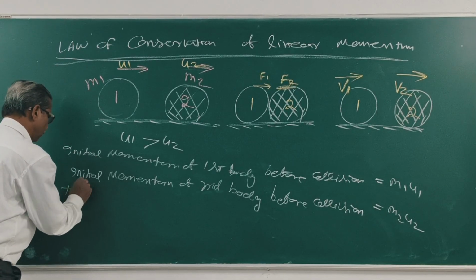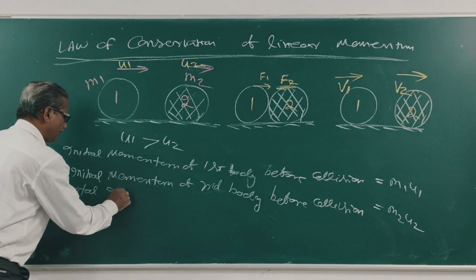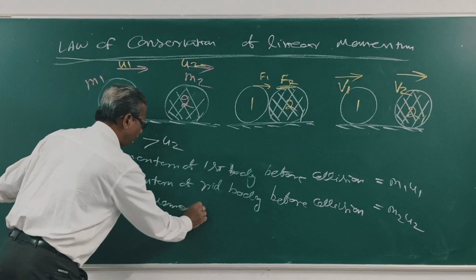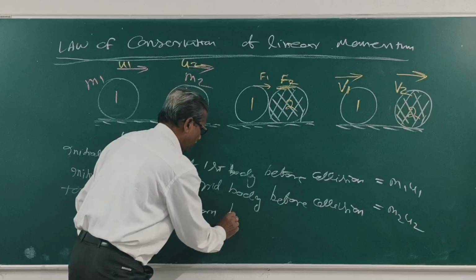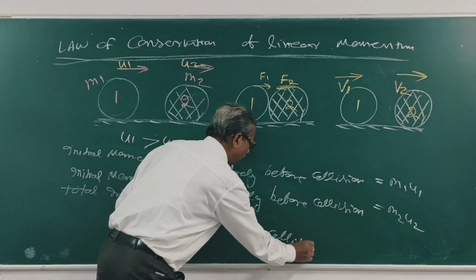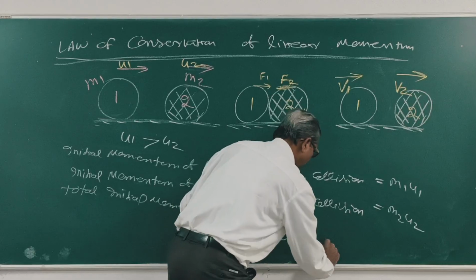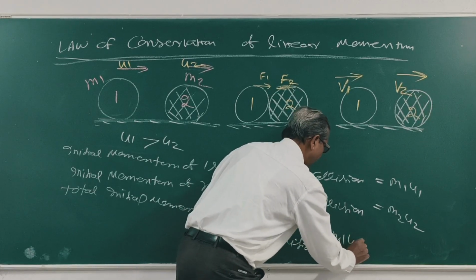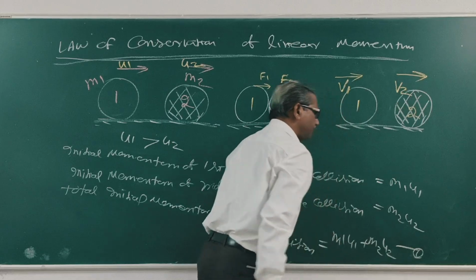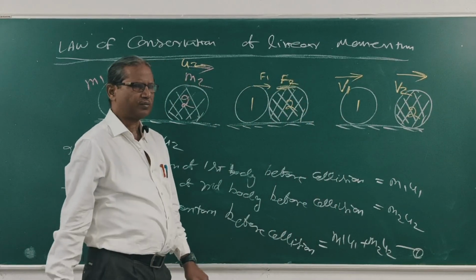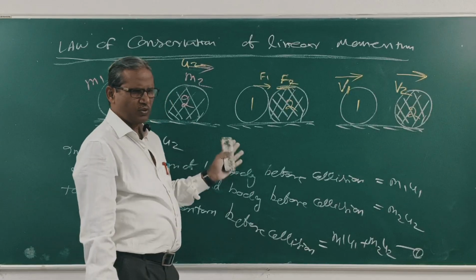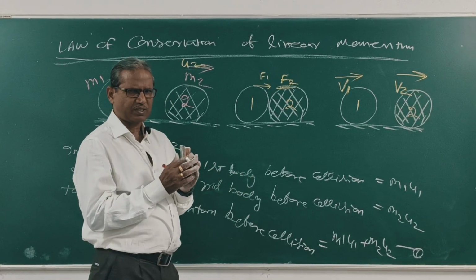Now the total initial momentum before collision is equal to m1 u1 plus m2 u2. This is equation 1. Now, since u1 is more than u2, the collision takes place.